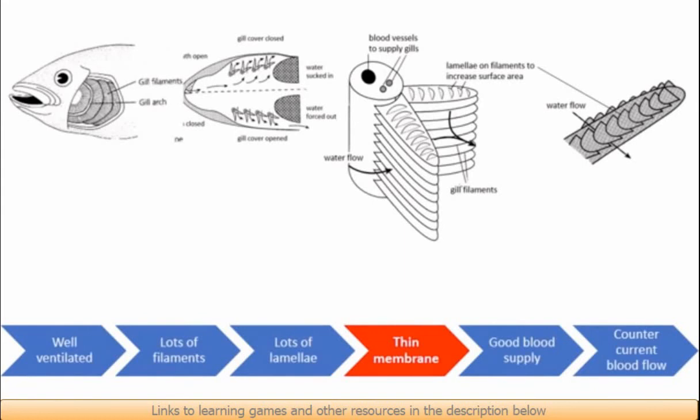Fish gills also have a very good blood supply, and a good blood supply removes oxygen as soon as it's absorbed, which maintains the concentration gradient.